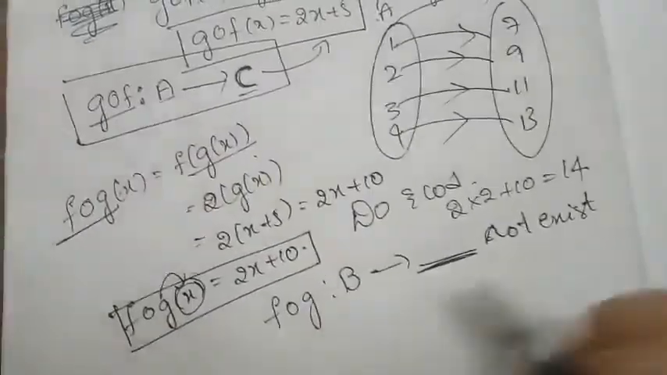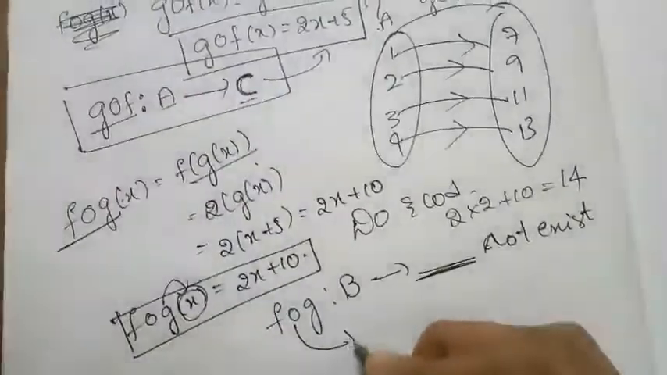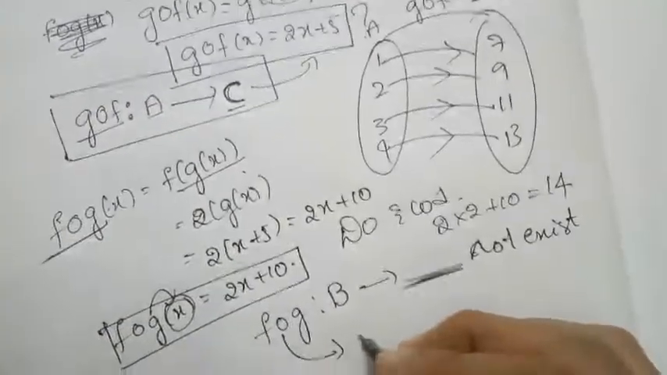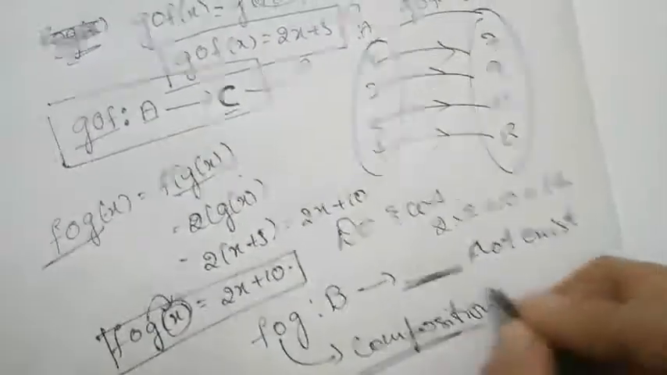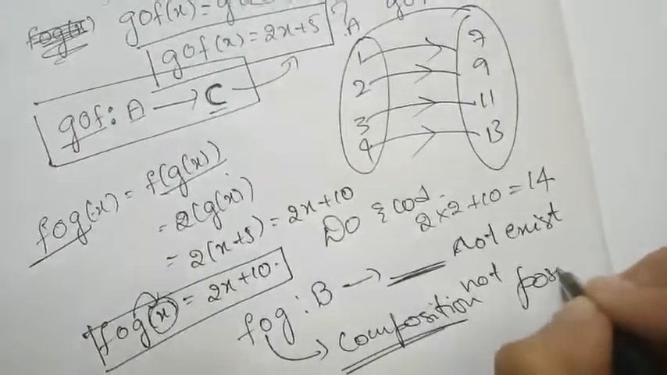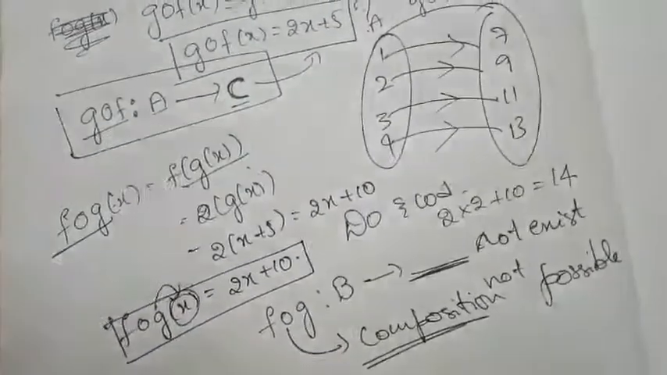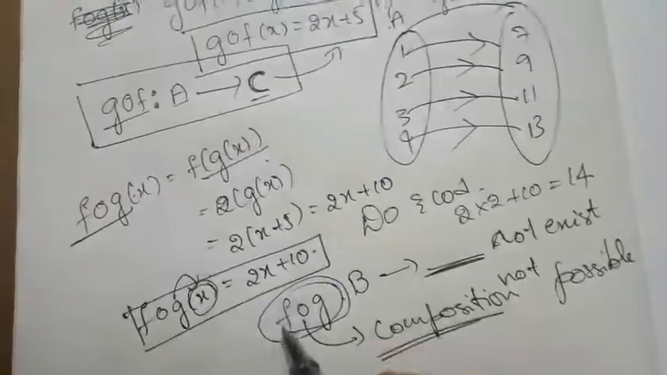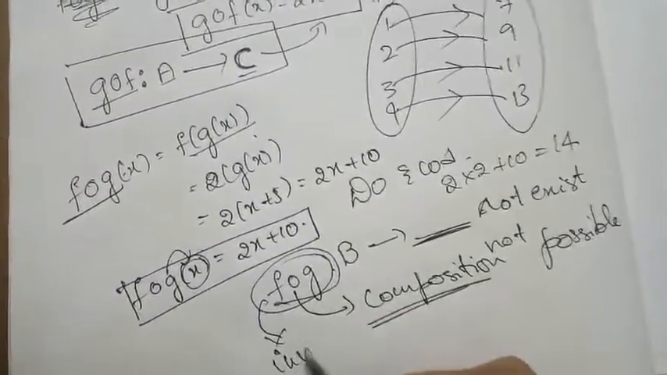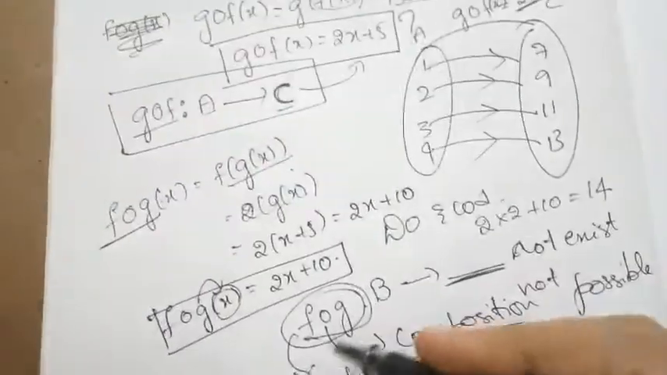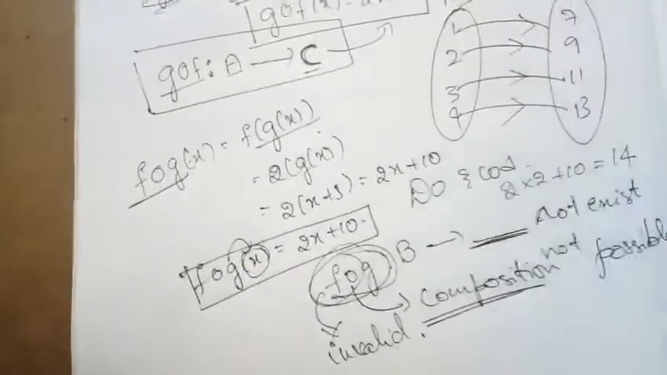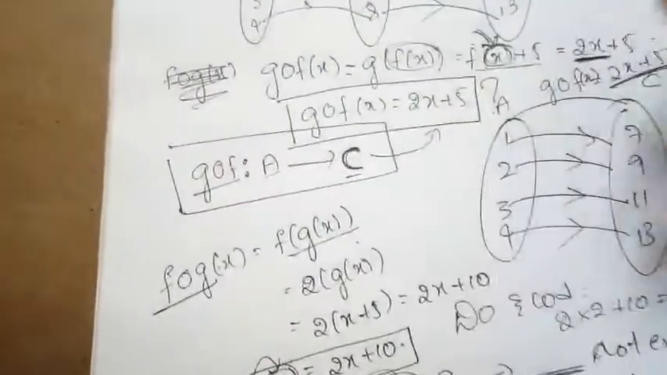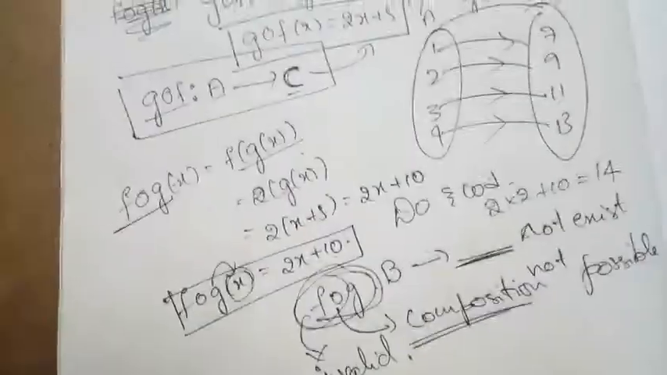When the codomain does not exist, this composition f of g is not possible. When the composition itself is not possible, f of g is invalid. I am not saying f of g is invalid in every case. According to what I have taken here, the f of g function is invalid, but the g of f function is defined.